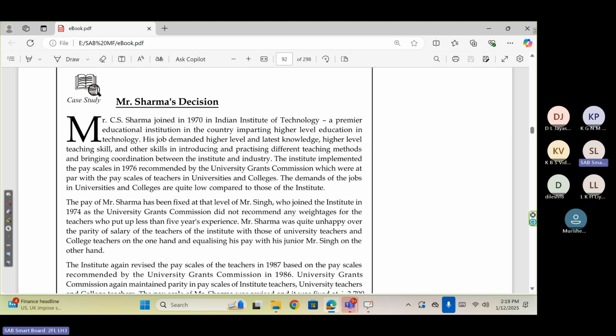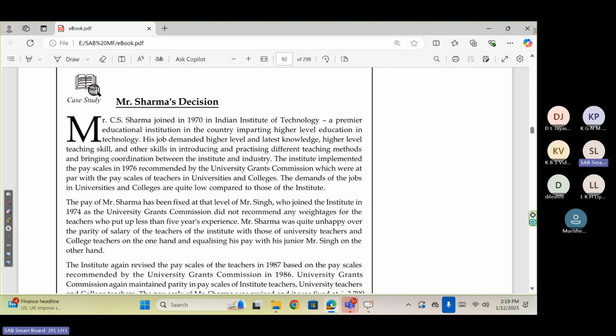Right, this is a case study about Sharma's decision. Mr. Sharma joined this institution, the Indian Institute of Technology, a premier education institution in the country, in the 70s. His major area is technology management. His job demanded higher level and latest knowledge, higher level of teaching skills and other skills with different teaching methods, right, to have the link of the institution with the industry also.